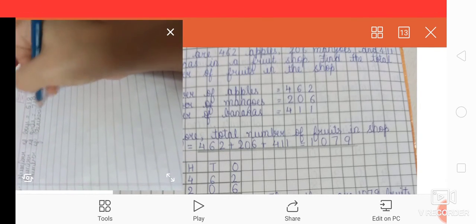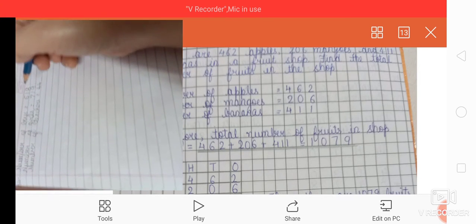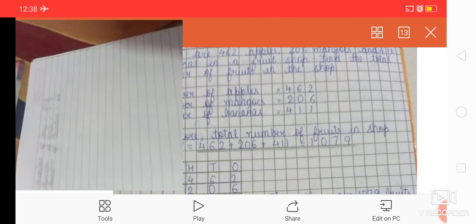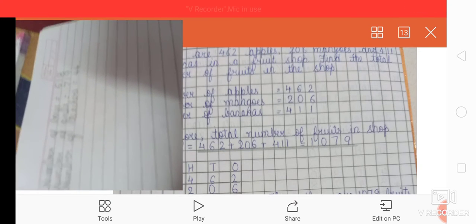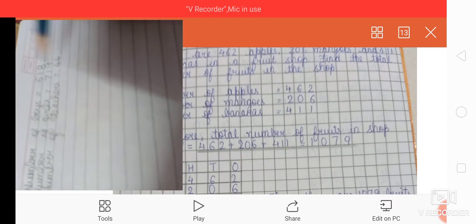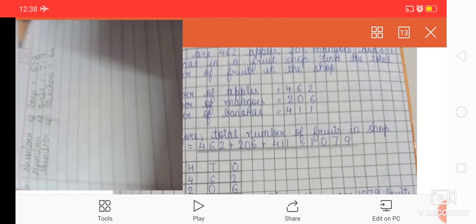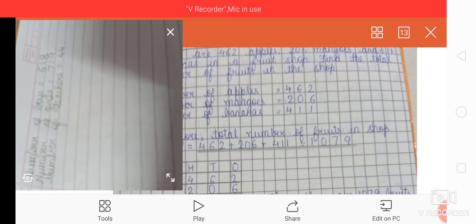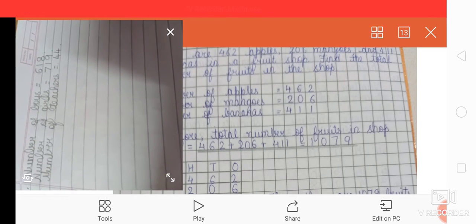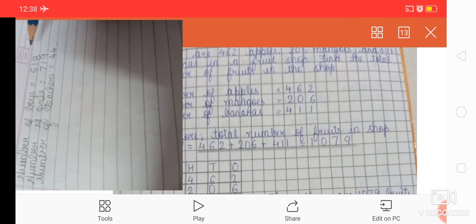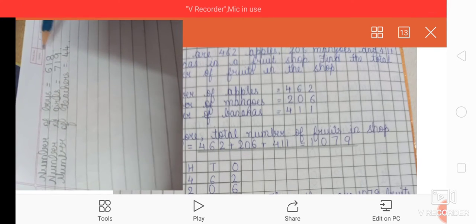Now, who are all these? These are all people. These all are human beings, no? So, we call them all together as people. Girls, boys, teachers. We want to find them all together. So, we call them people.